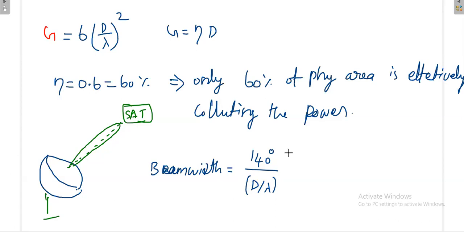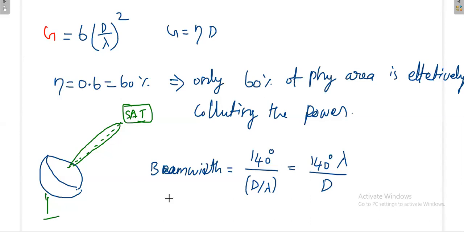Beam width is given as 140 degree divided by d by lambda. Here, d is the diameter, because as per the unit concept, length by length has to cancel. Beam width is in terms of degree. Some books give it as 140 degree lambda by d. They'll also give it like this. No problem, everything is okay.